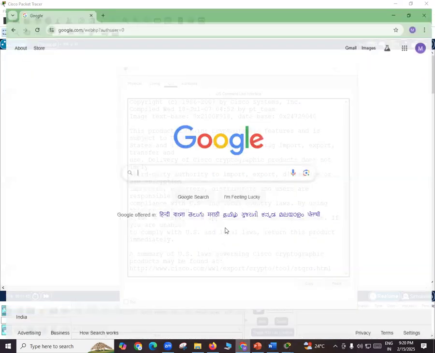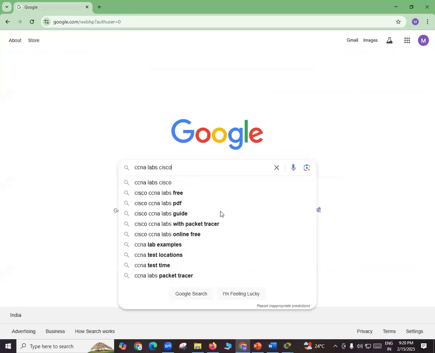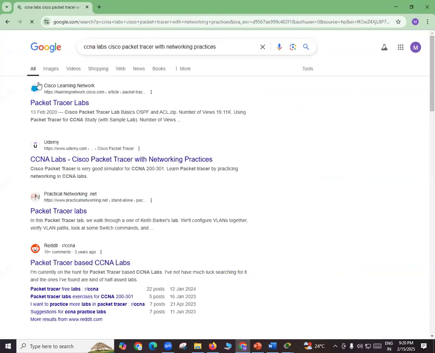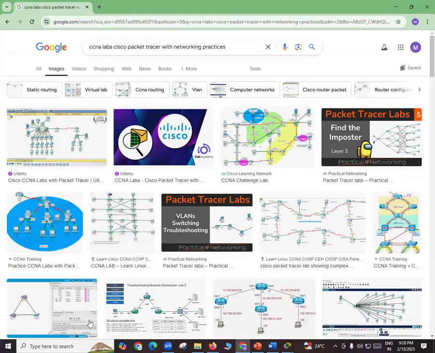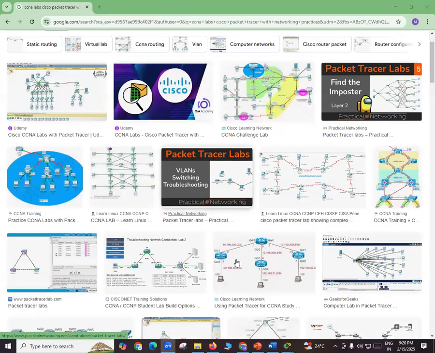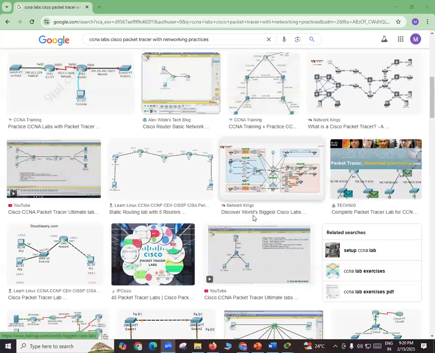I just want to show you something here. If I just go and say CCNA Labs Cisco Packet Tracer, just go to images. You know what you see here are some of the labs some people have uploaded there. Every lab what you see here is designed on Cisco Packet Tracer only.